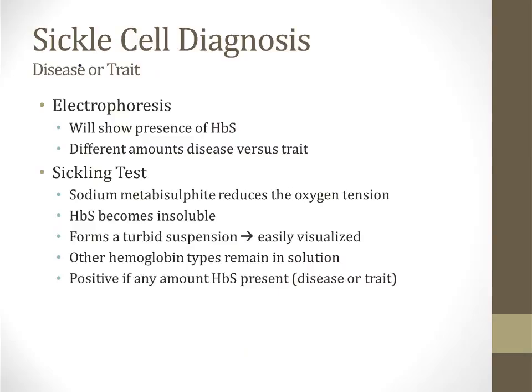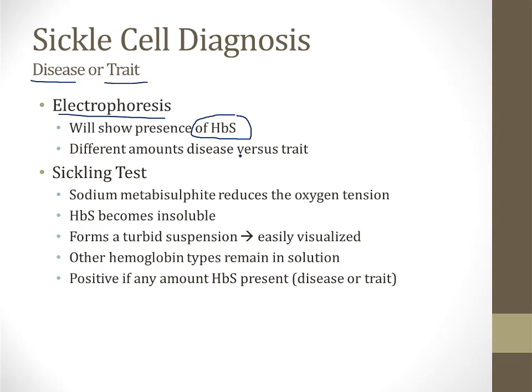There are two commonly used tests in sickle cell anemia to diagnose either sickle cell disease or sickle cell trait. The first one is electrophoresis. This will show the presence of hemoglobin S. There are different amounts of hemoglobin S present depending on whether the patient has sickle cell disease or sickle cell trait. We'll talk more about that in a minute.